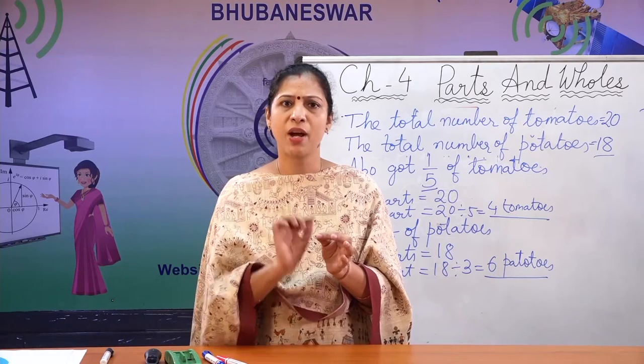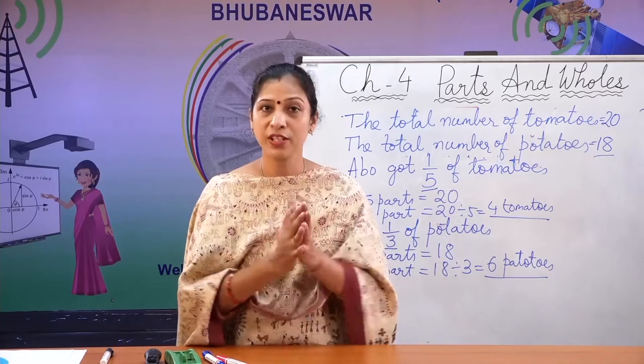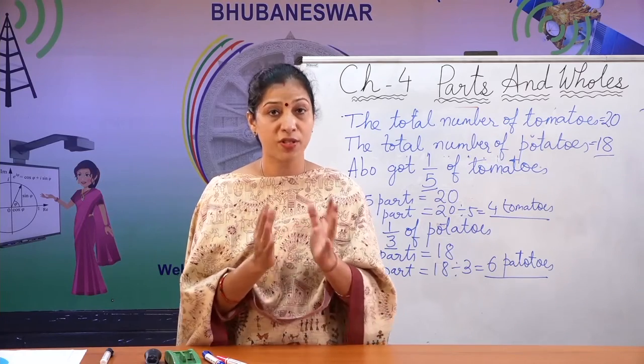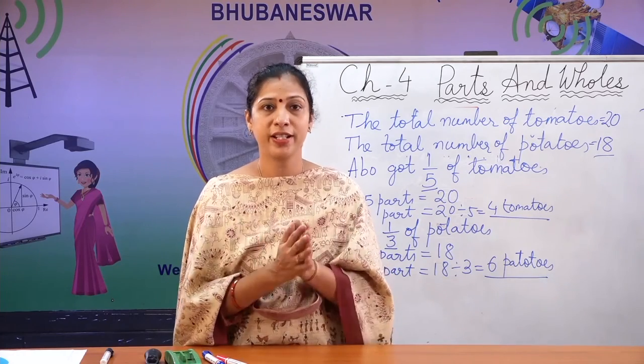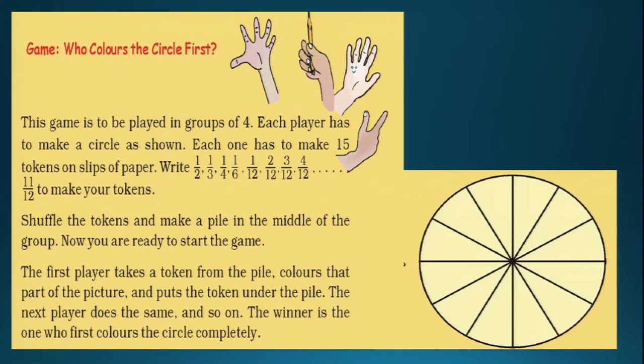Make fraction chits, like 1 by 2, 1 by 3, 1 by 4, 1 by 6. Make a chit means write down that fraction on a small piece of paper and keep it in the middle. Now, when you want to play with your friends, what can we do? You just shuffle the tokens, and the tokens are nothing but the chits which you have written, and make a pile in the middle. Now you are ready to start the game.